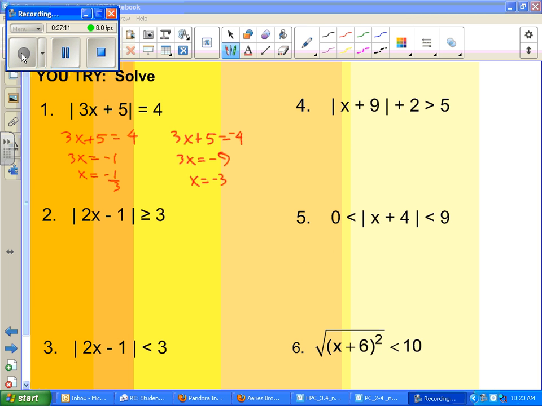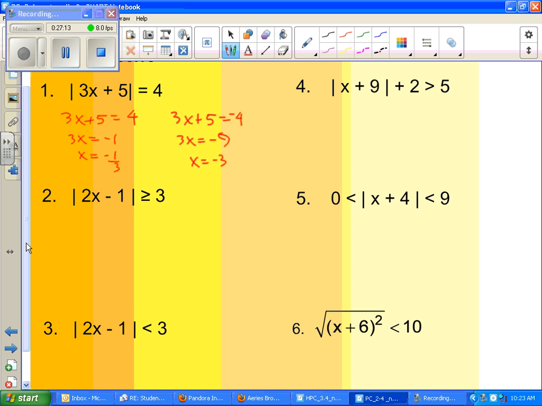On number 2, we have an OR situation, so we're going to set up 2x minus 1 greater than or equal to 3. Have to write OR. And then 2x minus 1 less than or equal to negative 3. So we have 2x is greater than or equal to 4, or x is greater than or equal to 2. 2x less than or equal to negative 2, x less than or equal to negative 1.